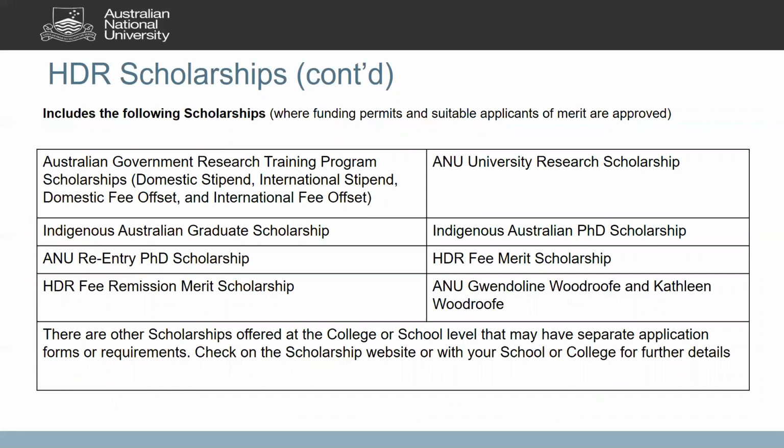Examples of a central scholarship where the previous slide's application deadlines apply are the Australian Government Research Training Program Scholarship, or the AGRTP, or the University Research Scholarship, which is the URS. These have the central round scholarship deadlines that were mentioned in the previous slide. However, schools and colleges also offer their own scholarships. For details about these scholarships and the deadlines, it is best to look on the specific pages for the academic college or research school that you're interested in.